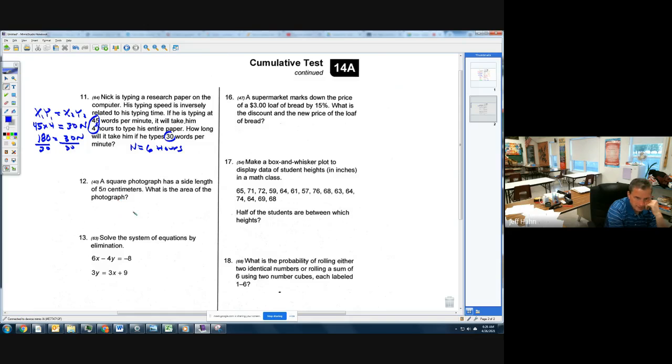Oh, a square photograph has a side length of 5n. Not another square problem, just like problem number 1. Here's a square photograph. It has a length of 5n centimeters. That means all sides are 5n. The area of that is simply, area equals s squared, side squared. So area equals 5n times 5n.